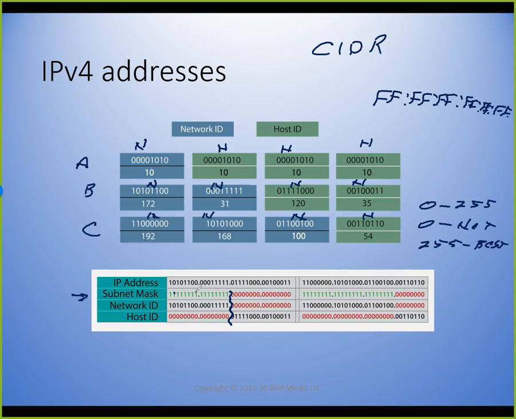So we have all network. The network portion is the thing that has 1s underneath it in the binary representation of the subnet mask. The host portion is the thing that has 0s under it in the subnet mask. And obviously when you AND 0s with anything, you're going to get 0. So that's where the network ID is going to be.